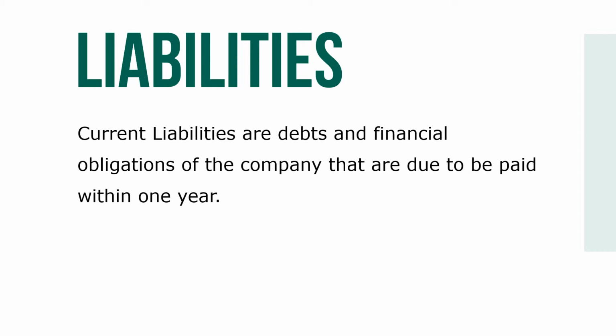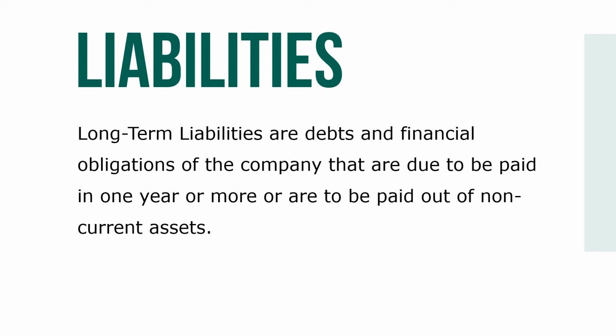Current liabilities and debts are financial obligations of the company that are due to be paid within 1 year. Long-term liabilities are debts and financial obligations of the company that are due to be paid in 1 year or more, or are to be paid out of non-current assets.